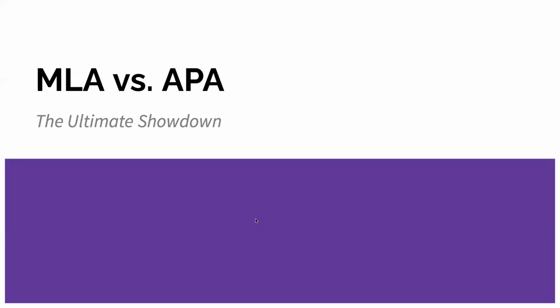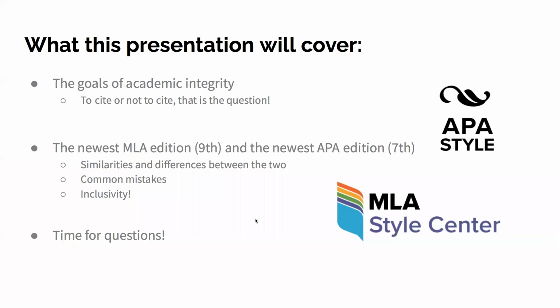Thanks for stopping to listen to our workshop on MLA versus APA, what we are calling the ultimate showdown. This presentation is going to cover the goals of academic integrity, when to cite or not to cite. We'll also go over the newest MLA edition, which is MLA 9th edition, and the newest APA edition, which is APA 7th edition. We'll talk about similarities and differences between the two, as well as common mistakes and how to write inclusively. And then this part won't be recorded, but we'll leave time for those of you listening in real time to ask questions.